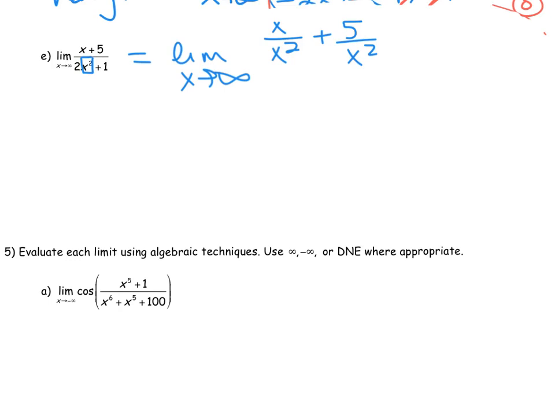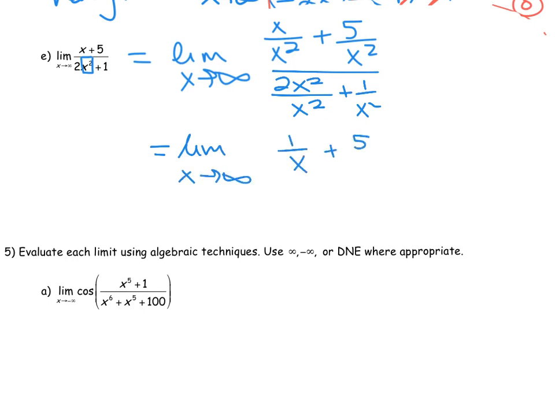So that's our x squared. That's our highest power, our highest degree. So we're going to divide everything out by that x squared term. I'll have 2x squared over x squared plus 1 over x squared. I'm going to simplify this. So I have the limit as x approaches infinity of 1 over x plus 5 over x squared all over 2 plus 1 over x squared.